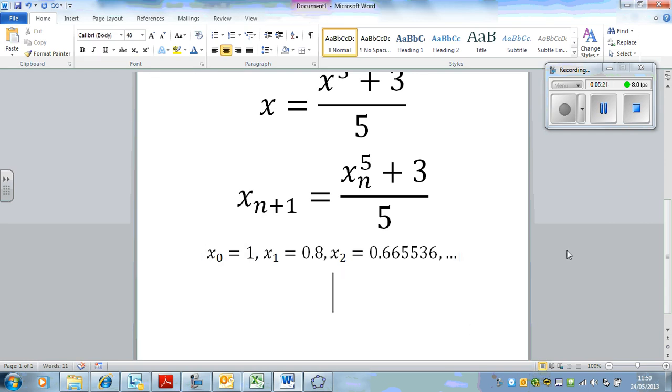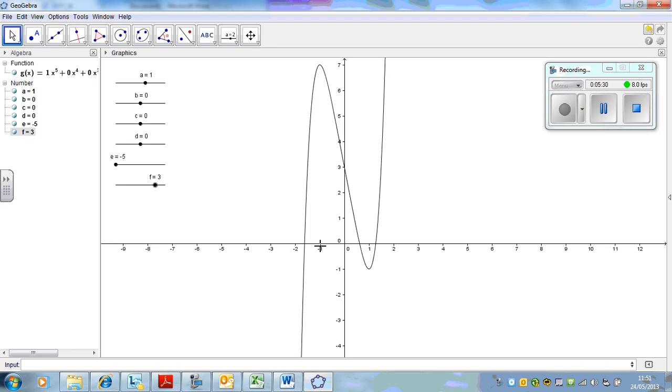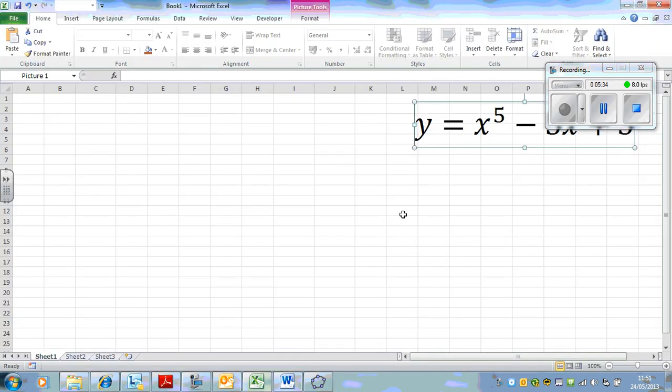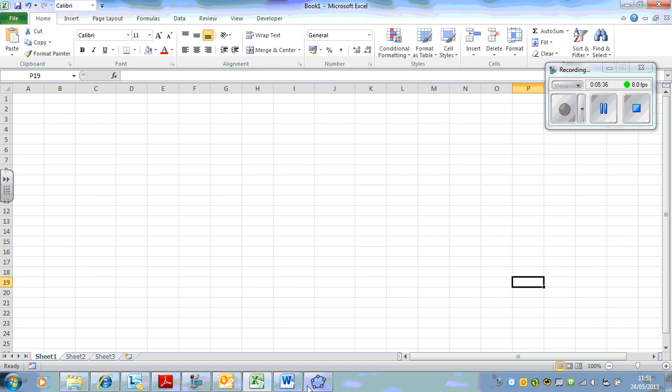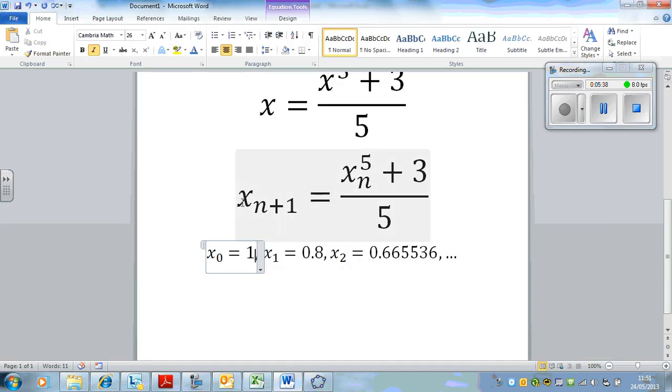Now, this could take a while, so we're going to use Excel here, and we need to pick a good starting value as well. Now, the root which we want to find is between -1 and -2, so it makes sense. Let's make a starting value of -1. So, here is our iterative formula, which we're going to use.